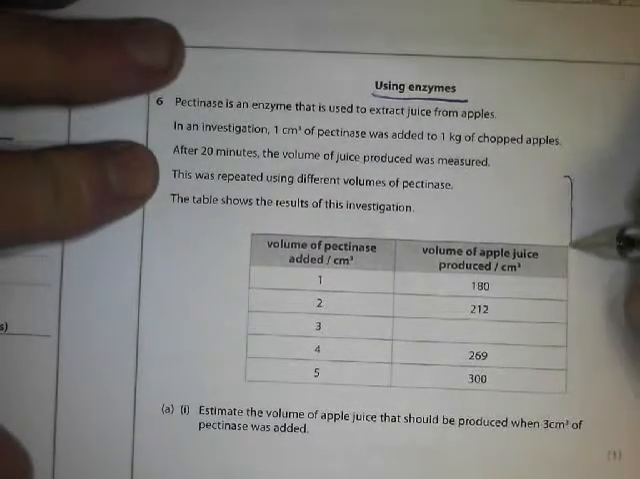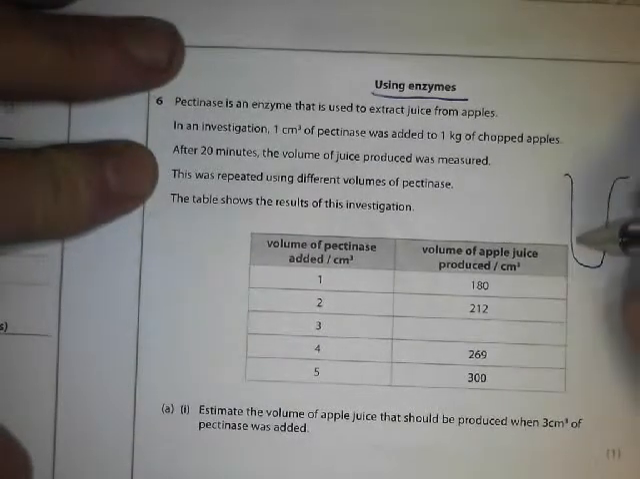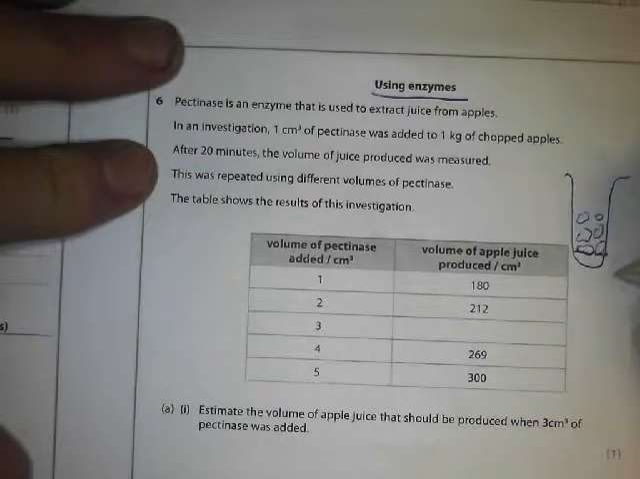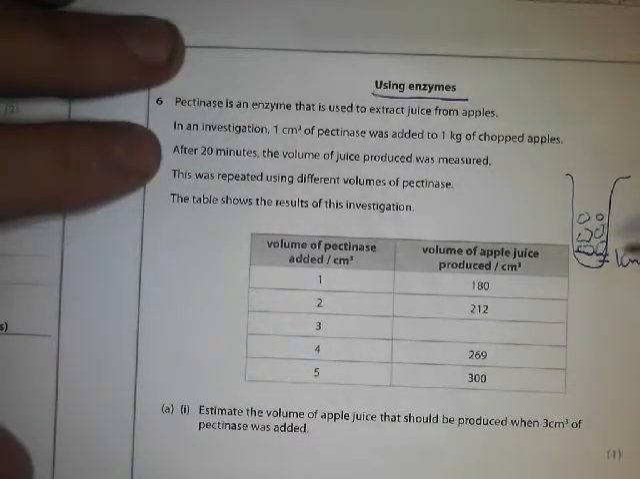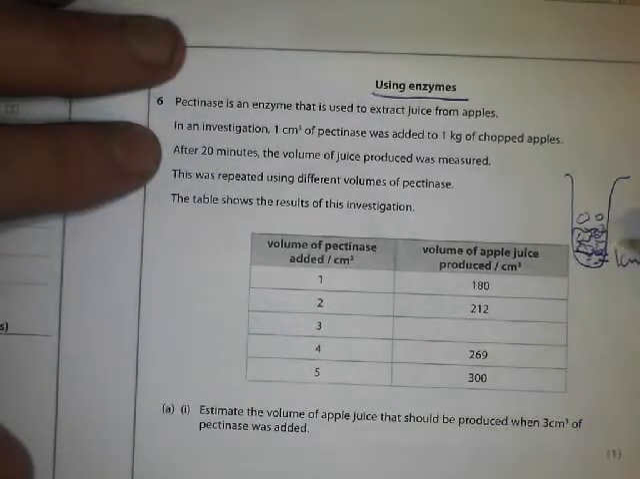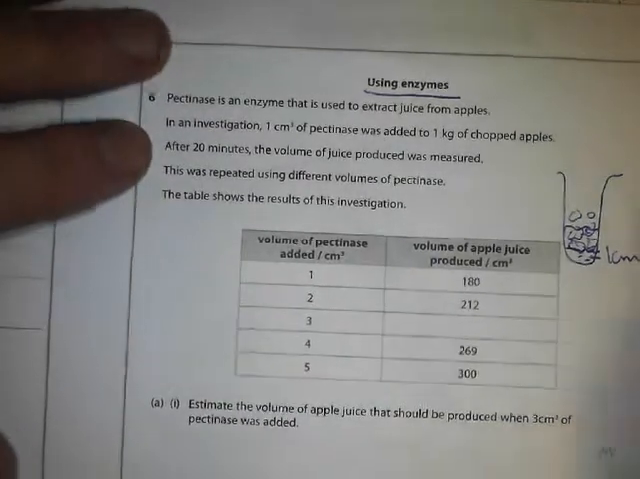So if you want to help you visualise it, which I'm doing now in my head, you've got chopped up apples here, and you've got pectinase in there, and then after 20 minutes, they're just measuring how much juice or how much has been broken down. So this enzyme is breaking these apples down. And then after 20 minutes, there'll be a new level of apple juice. And that's what they're measuring here.